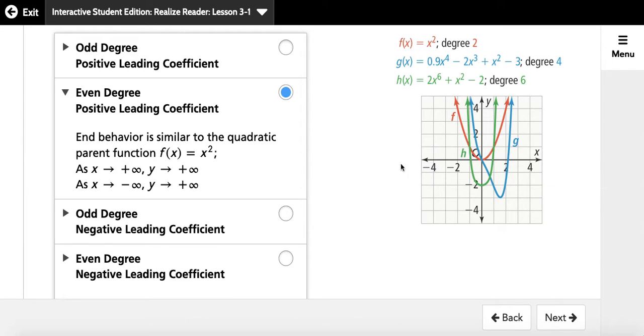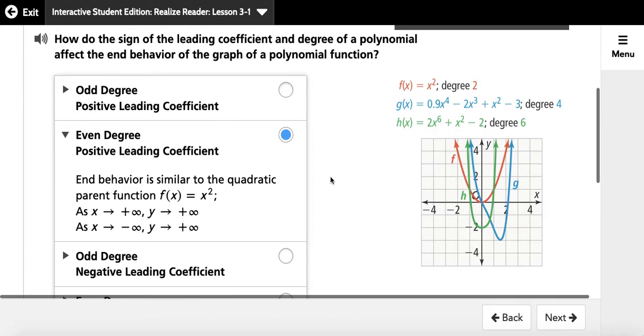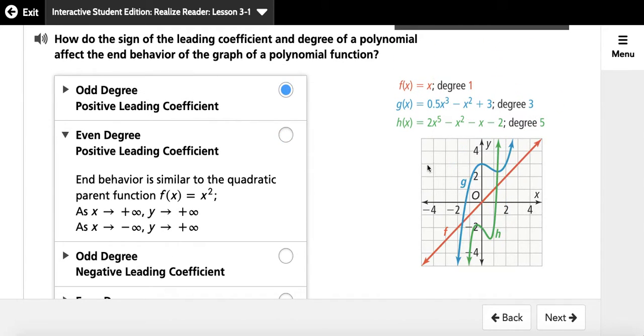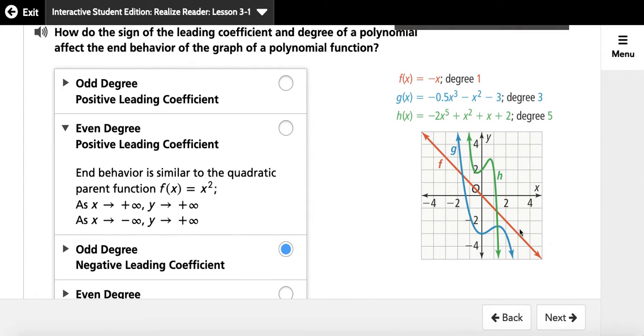I think that might have confused you. Basically, it's going to start up here, come down, and go back up, and it has a local minimum. All right, moving on. How about if it's an odd degree with a negative? So the same thing as the first thing. Remember that? The first thing was it did this. Well, if we have a negative leading coefficient, it just goes the opposite direction.